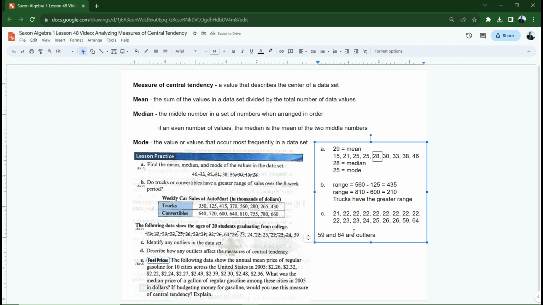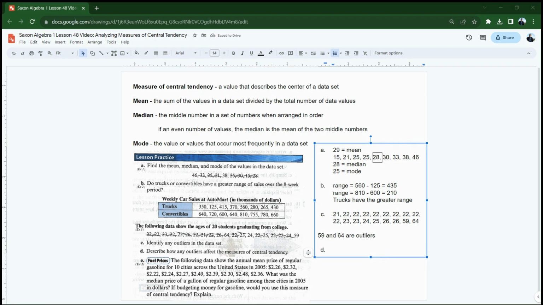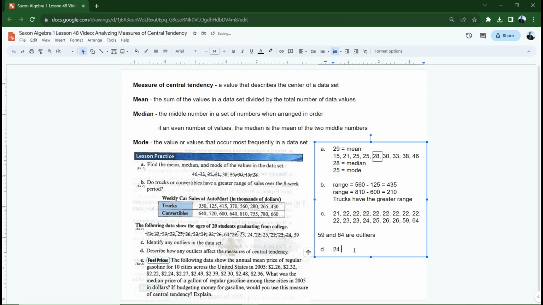How do outliers affect the measure of central tendency? Well, they're going to pull the measure of central tendency up for any measure, except for the mode. Let's think about this for a second. If I were to add all of these numbers together, outliers really badly affect the mean. And we're going to just see how much. 24.45 is my mean.